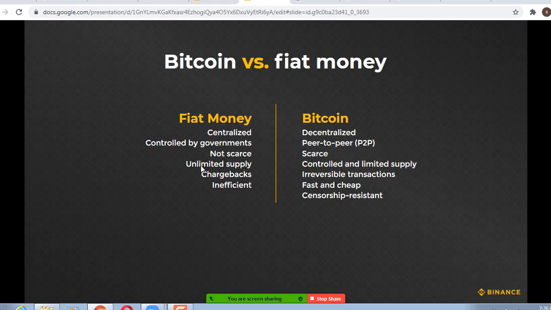Fiat money has unlimited supply. They can print money anyhow, just like Trump is waiting for the Congress to approve some money for coronavirus relief for seniors and all that, and small businesses. They can print anyhow and supply it. Bitcoin is controlled and has limited supply. Now, chargebacks: fiat has a lot of chargebacks.